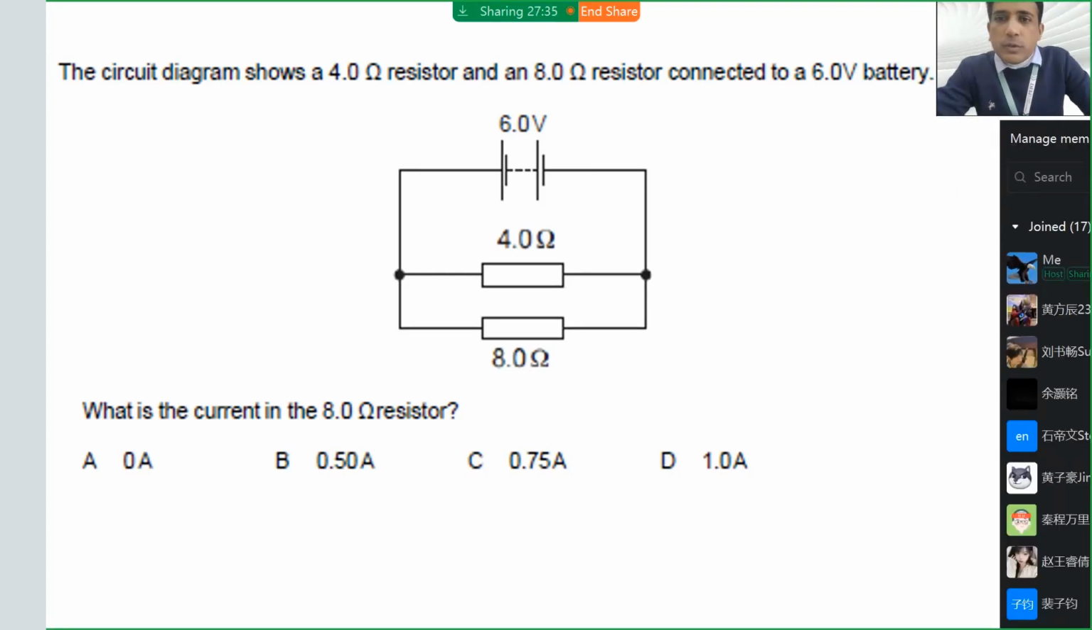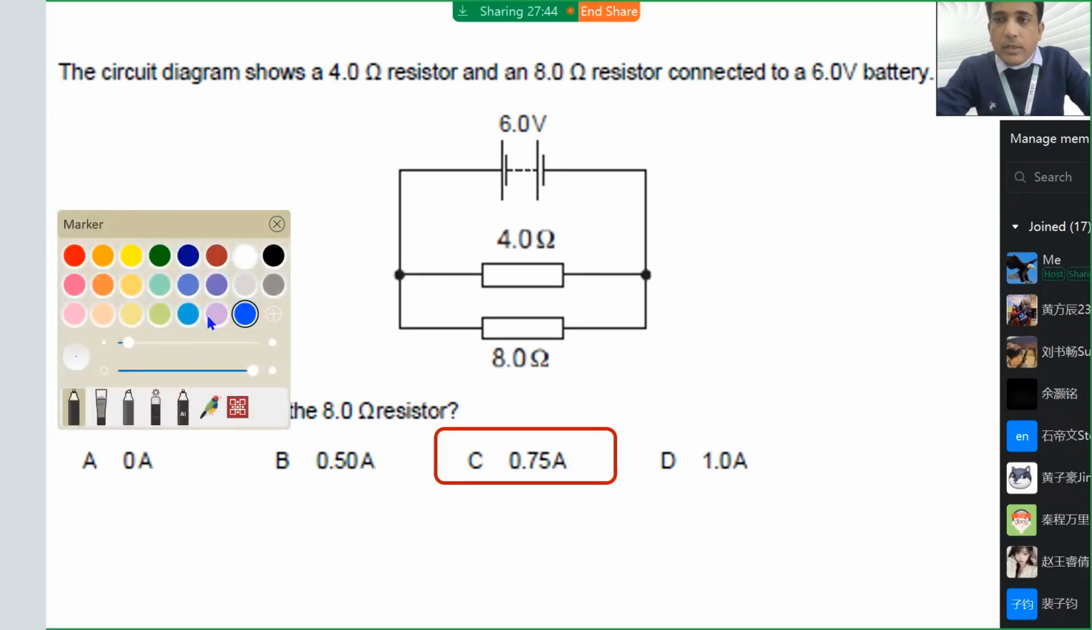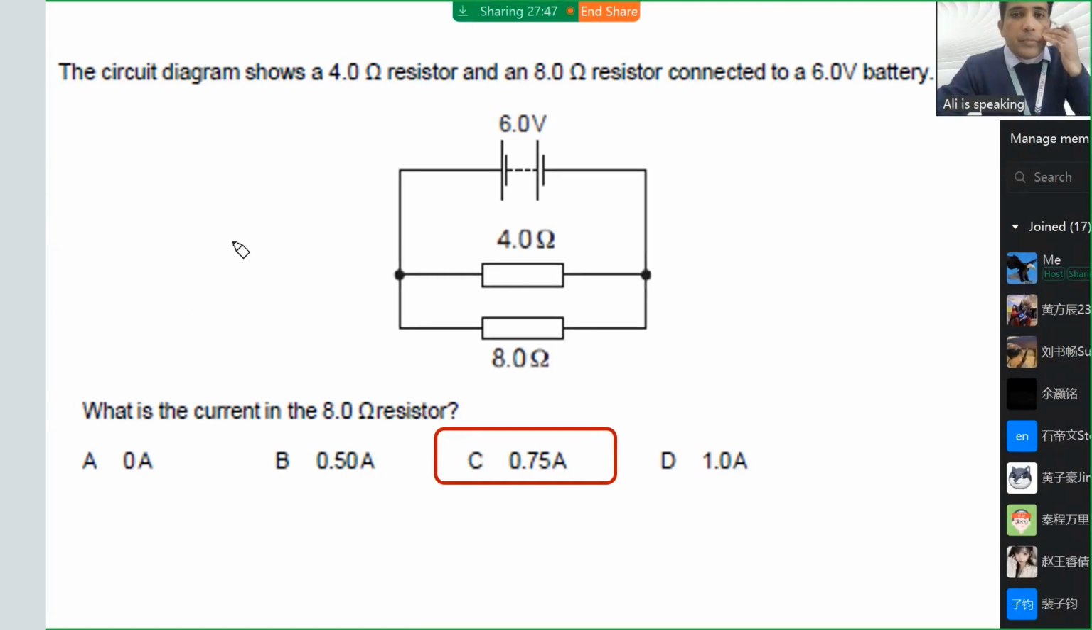Okay, so let me show you the answer now. If you have understanding, you should have done this question. The answer for this one is C. Now let's try to understand why the answer is C. First, you need to understand that the terminal potential difference of this battery is 6.0 volts, or you can say the EMF of this one is equal to 6.0 volts, because we are assuming it has no internal resistance. Internal resistance is not part of IGCSE, so each cell will be an ideal cell at IGCSE level, and you need not worry about internal resistance.